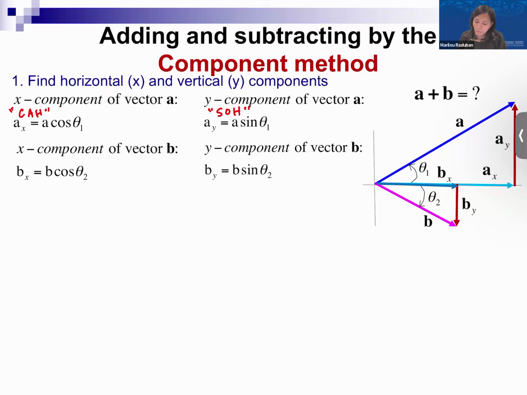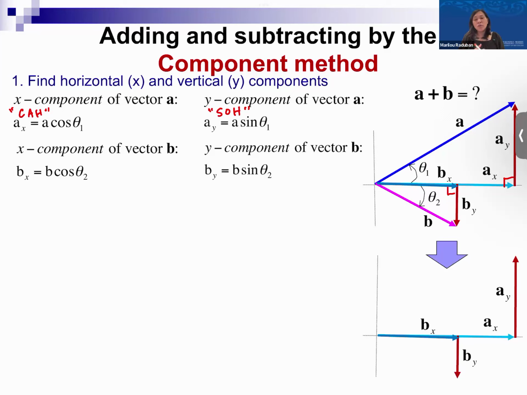And notice that in both cases, the x and y components are always perpendicular to each other. And together with the hypotenuse, they always form a right-angled triangle. Okay, so that's the first step, to find the horizontal and vertical components of the diagonal vector. Once you have found them, you can completely forget about the diagonal vector and just consider the x and y components, right?